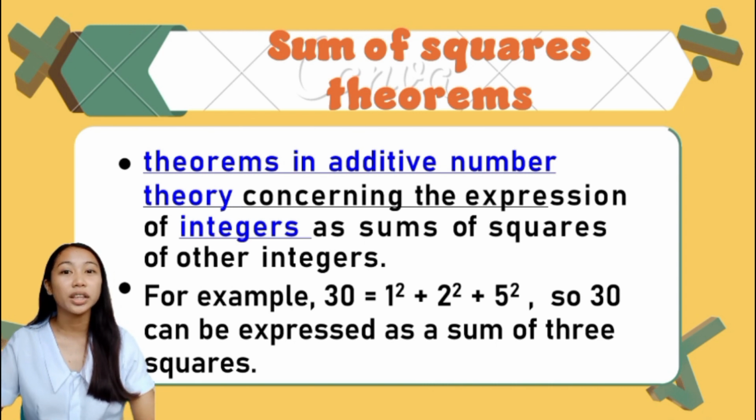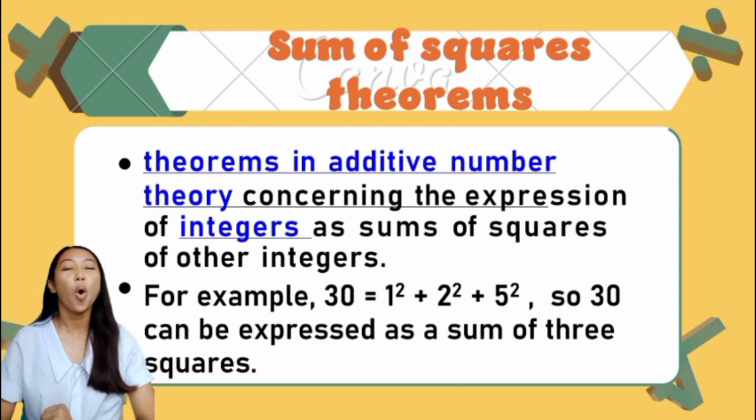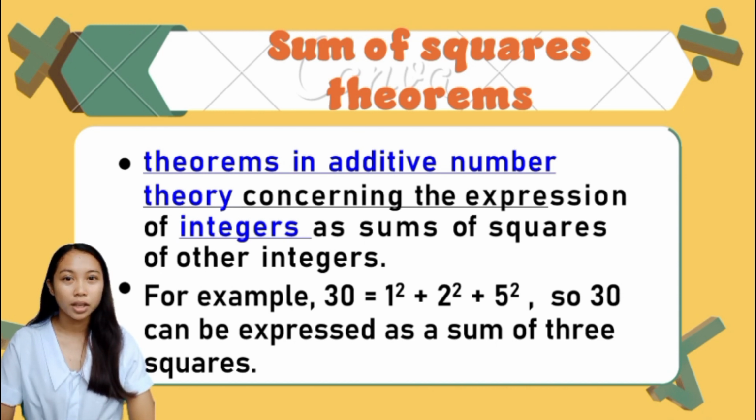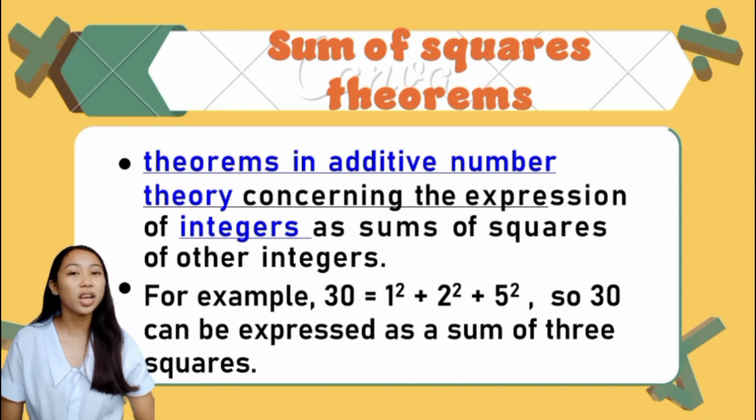Let us evaluate 30, which is equal to 1 squared plus 2 squared plus 5 squared. 1 squared is equal to 1, 2 squared is equal to 4, so 1 plus 4 is equal to 5. And lastly, 5 squared is equal to 25. So 5 plus 25 is equal to 30. So 30 can be expressed as the sum of 3 squares.